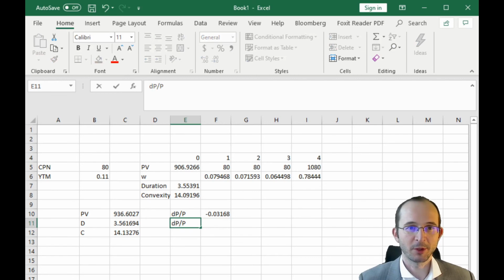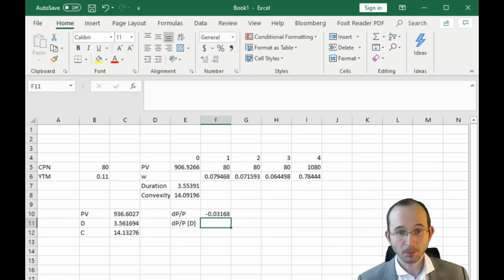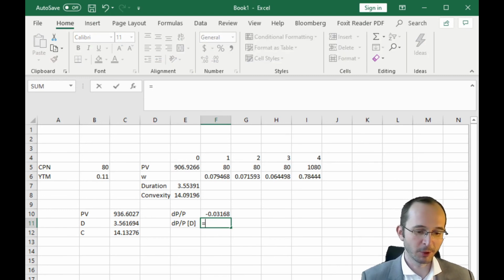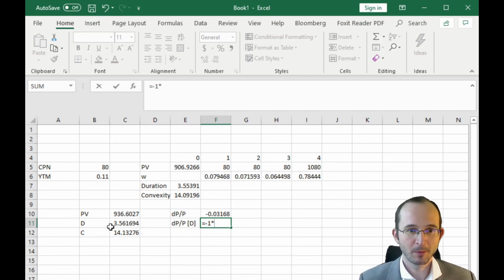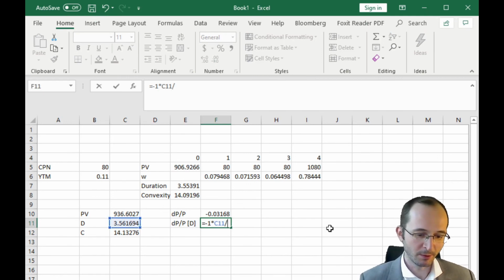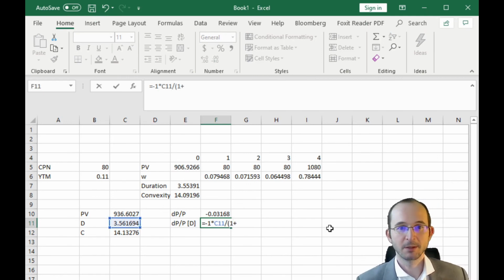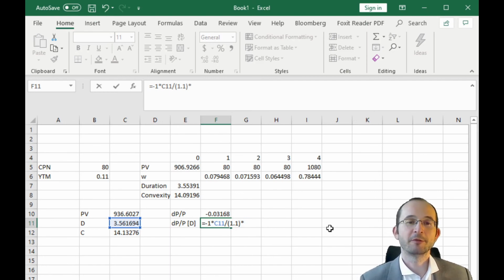Now, what would we approximate that with if we tried to approximate it with duration? Well, remember, this is going to be -1 times the duration divided by 1 plus the original yield, so 1.1, times the change in yield. The yield went from 10% to 11%, so it changed by 1%.